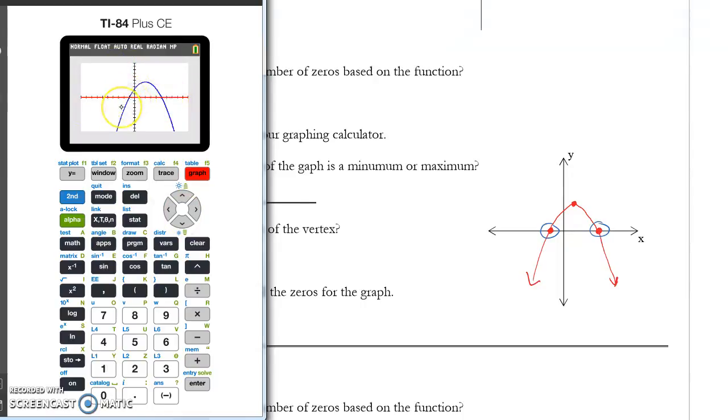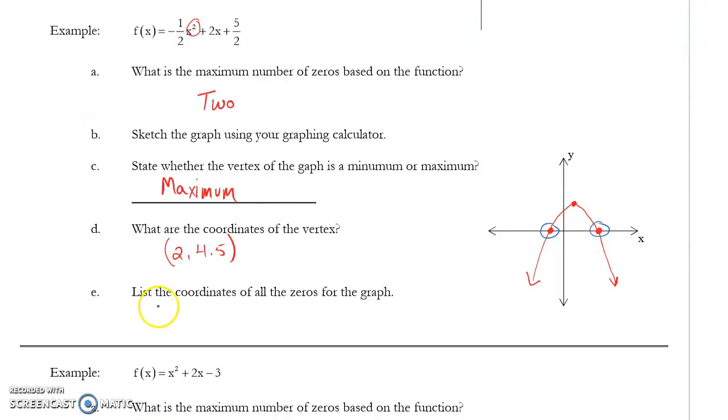Now I'm able to do second, trace, 5, which is intersect. And here's the trick, there are 2 zeros, so you have to tell the calculator which one to find. Meaning you have to scroll before you hit enter, enter, enter, close to it. It doesn't have to be on it, it has to be close. Enter, enter, enter. Intersection at -1, 0. There's one of my solutions, or one of my zeros.